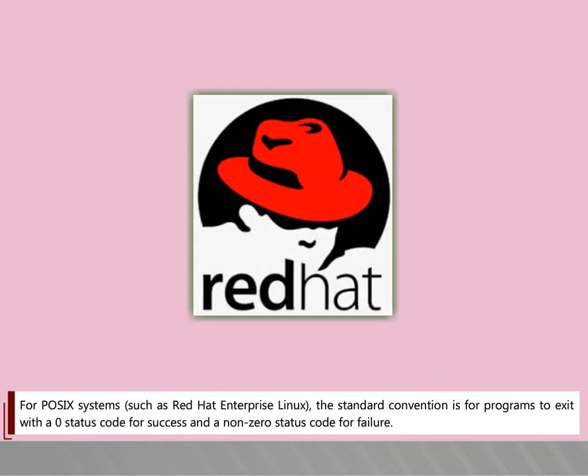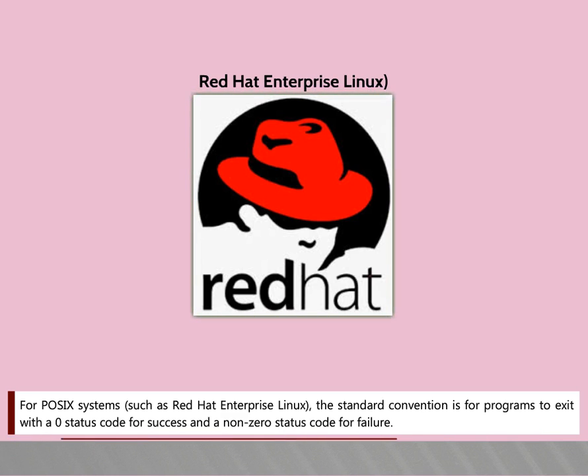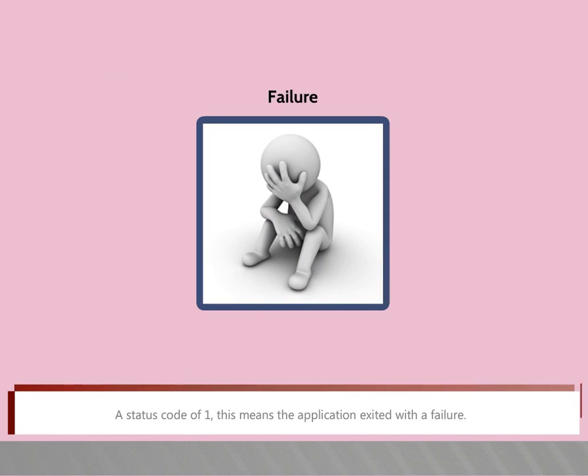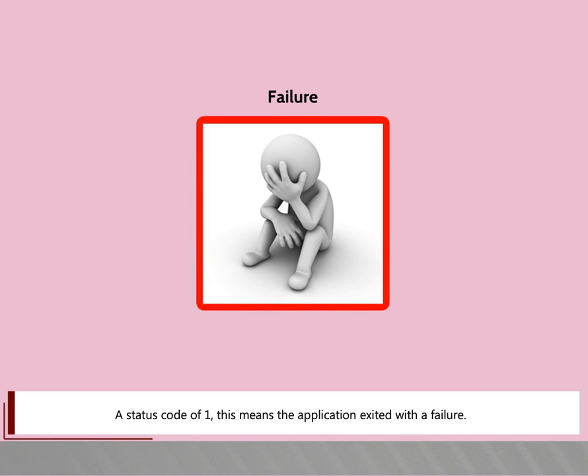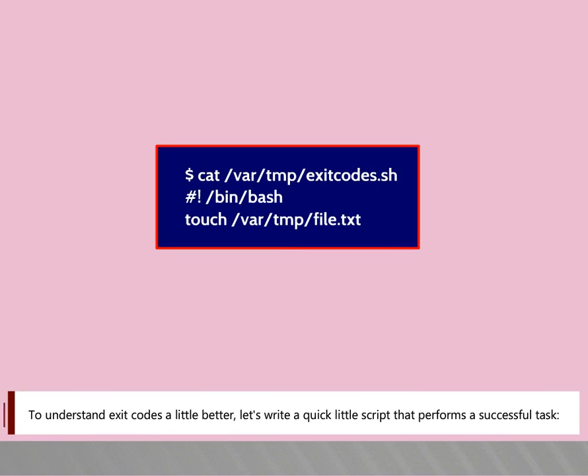For POSIX systems, such as Red Hat Enterprise Linux, the standard convention is for programs to exit with a 0 status code for success and a non-zero status code for failure. A status code of 1 means the application exited with a failure. To understand exit codes a little better, let's write a quick little script that performs a successful task.